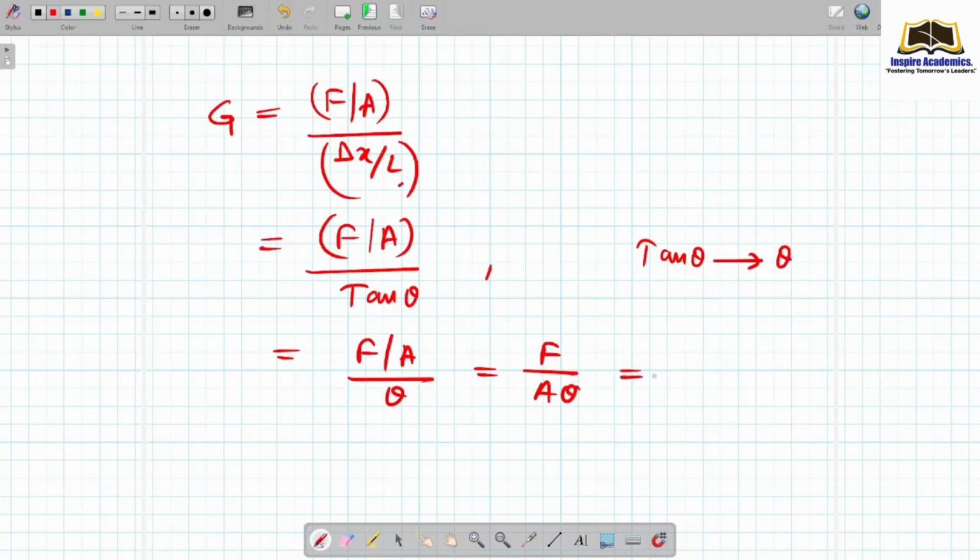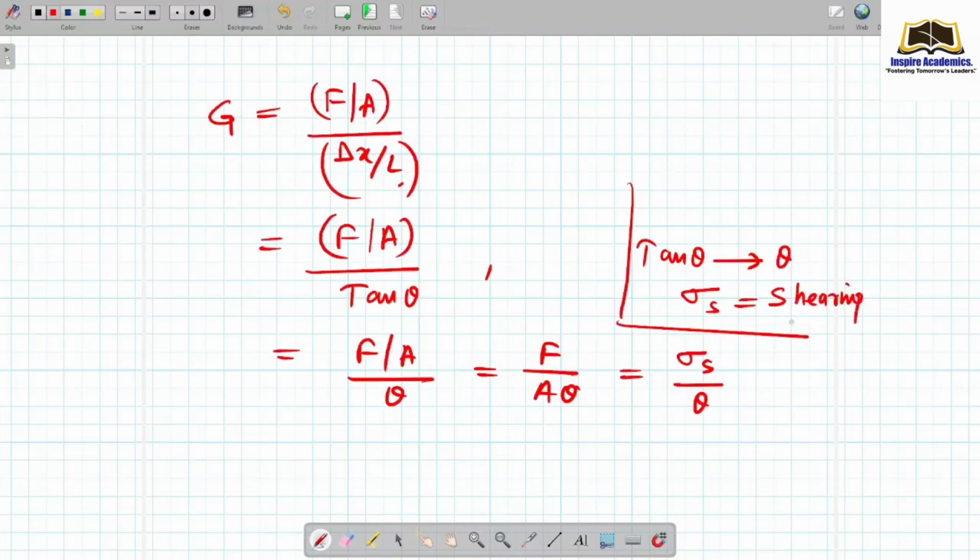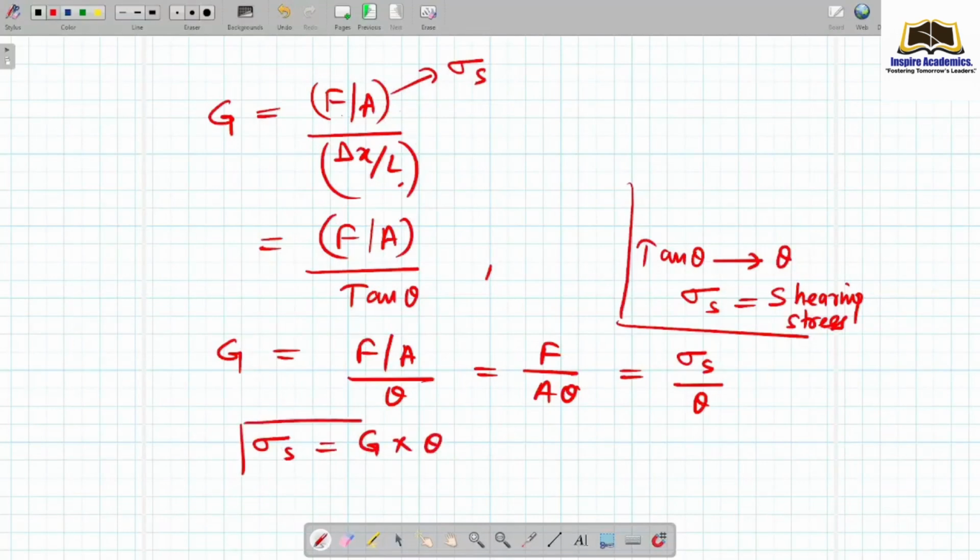And F upon A, what is it? Sigma S, upon theta. What is sigma S? Any idea? Can anyone tell me? It is shearing stress. If you remember, F upon A is what was known as sigma S. So sigma S is nothing but capital G times theta. So remember this as a formula.